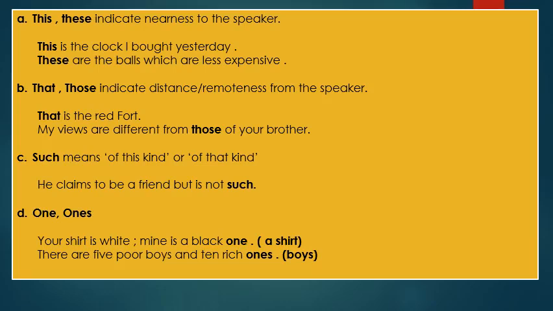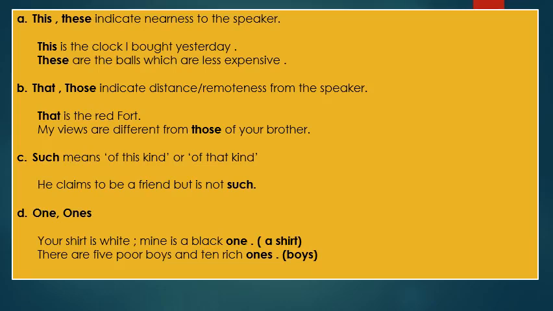Number B, that, those indicate distance, remoteness from the speaker. That is the road. My views are different from those of your brother. Number C, such means of this kind or of that kind. He claims to be a friend, but is not such.